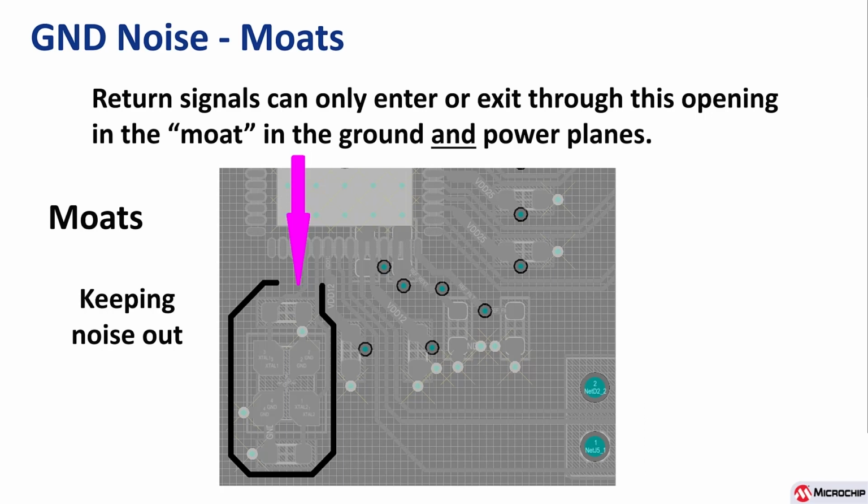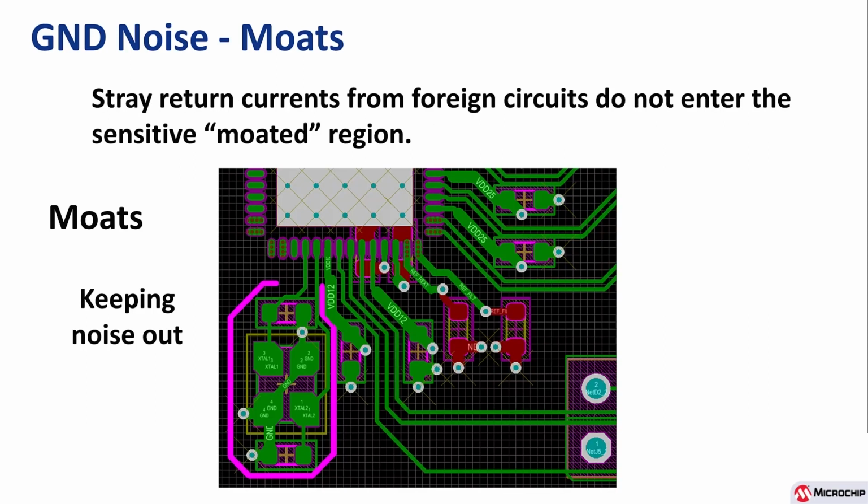Return signals can only enter or exit, in this picture, through the opening indicated by the magenta arrow in the moat on the ground and the power lanes. That moat goes around a crystal circuit. Basically, there are a lot of high current lines on this board, and there are high current return paths. And we don't want those high current return paths interfering with the returns on the crystal circuit, so we put a moat around it carefully. Now you can see that we're going to keep those currents out. There's no traces that cross there, because if you had a trace to cross that moat, then that return current would have to loop around someplace and would then be uncontrolled.